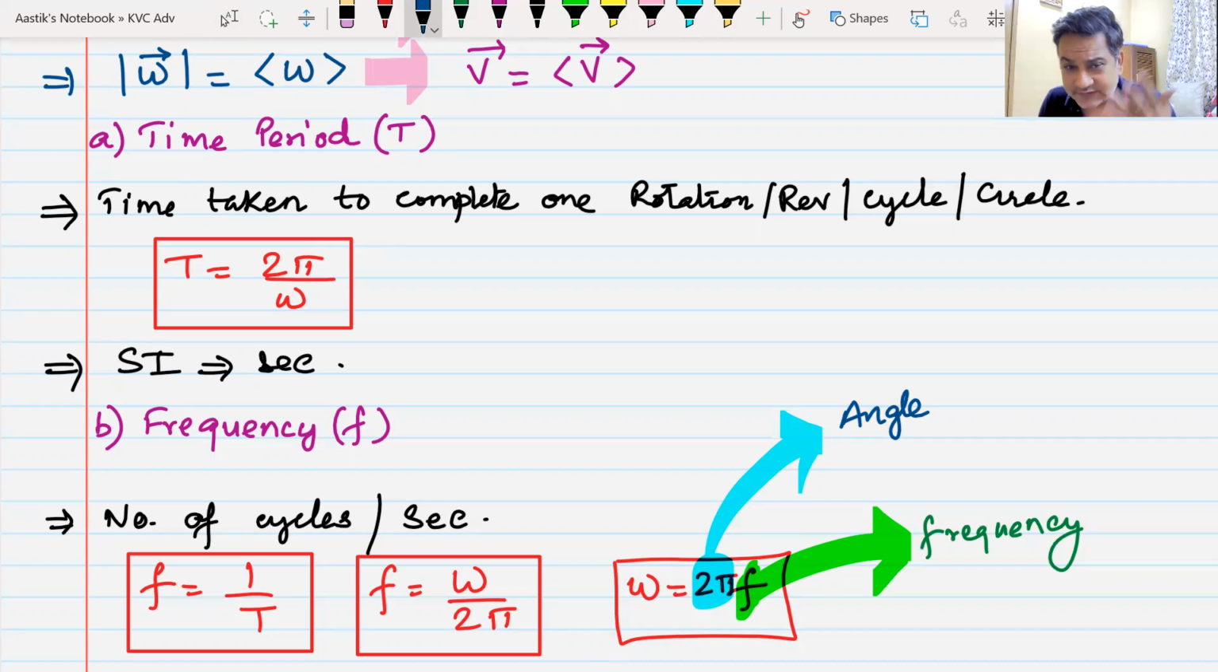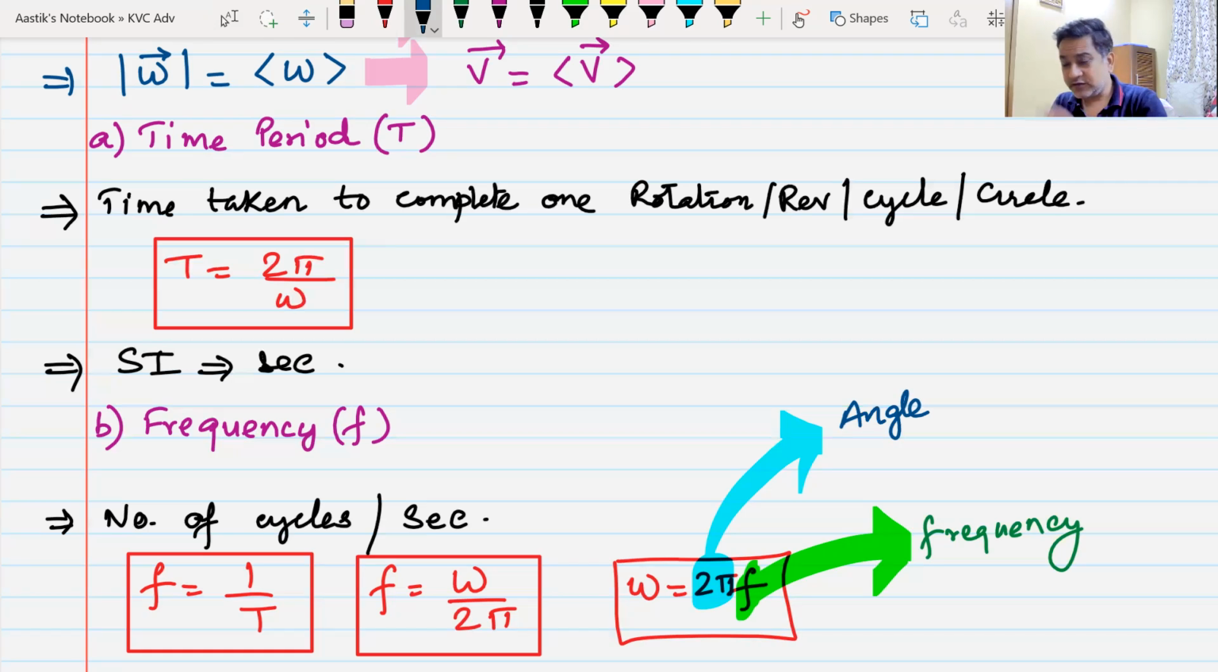So instead of calling omega angular velocity, that only holds when you are talking about circular motion or rotation. We will come across omega in the chapters on waves, simple harmonic motion and wave optics, where something is not moving in a circle, but still we use omega. Even in circular motion, we can call omega by a different name. What is the different name?